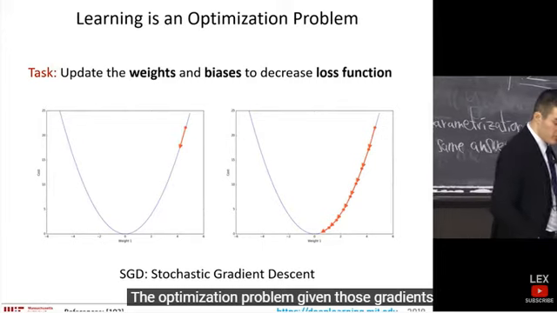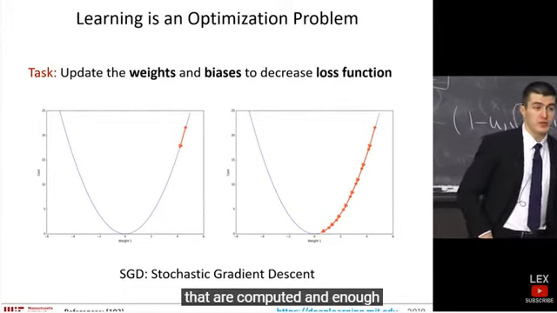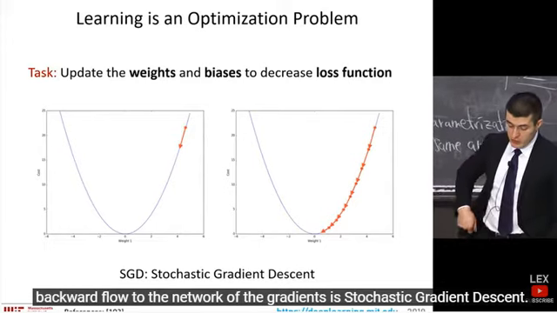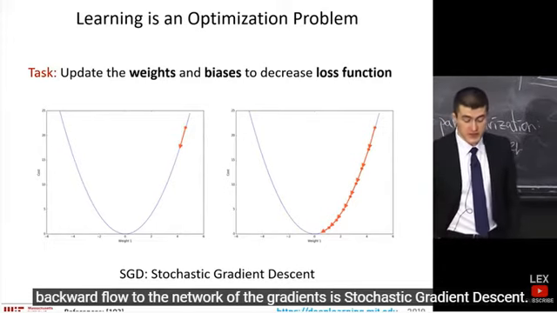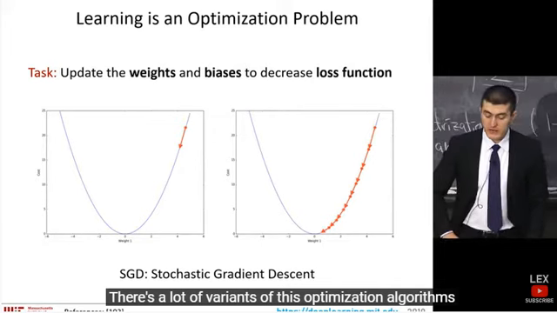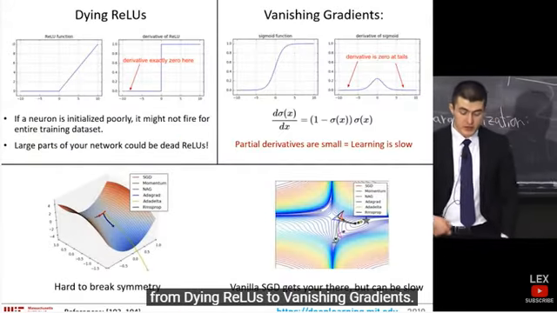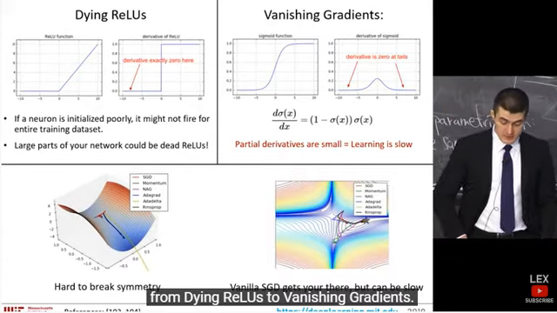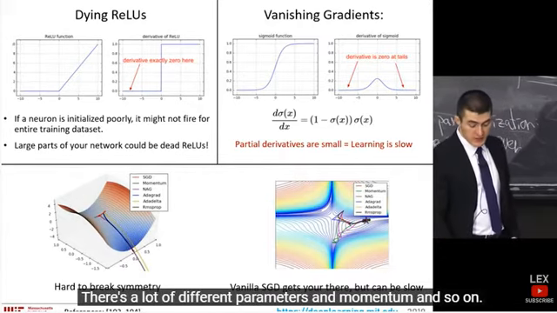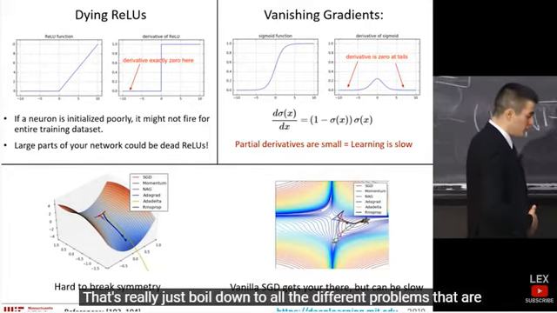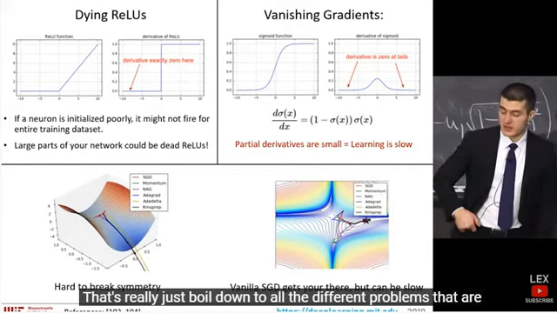The optimization problem, given those gradients that are computed on the backward flow to the network of the gradients, is stochastic gradient descent. There's a lot of variants of this optimization algorithms that solve various problems, from Dirichlet-Rayleigh to vanishing gradients. There's a lot of different parameters on momentum and so on that really just boil down to all the different problems that are solved with nonlinear optimization.